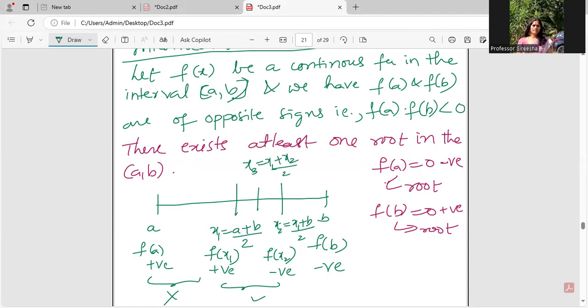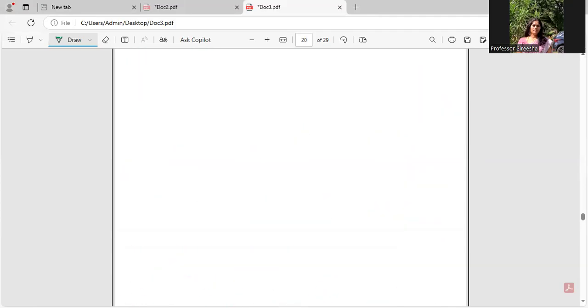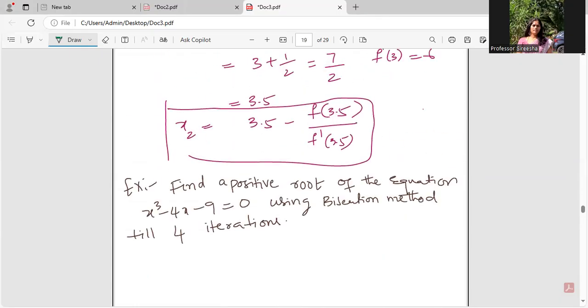There's nothing like a recurrence relation for the bisection method, but whichever function values are of opposite sign, in that interval I'll be searching for the root, because between two positives I can't get a 0. Between two negatives, I can't get a 0. I can get a 0 only between a positive and a negative value. With this, we'll proceed to one problem on the bisection method. Do remember the intermediate value theorem.